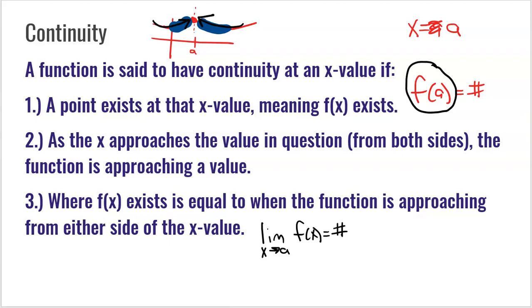And the third piece that makes it all tie in is that all of these values have to be the same, meaning that where the point exists, this value right here, and where the limit exists, which is asking you what happens as we approach from both sides, those two values, I just put number signs there, maybe a V for value, right?